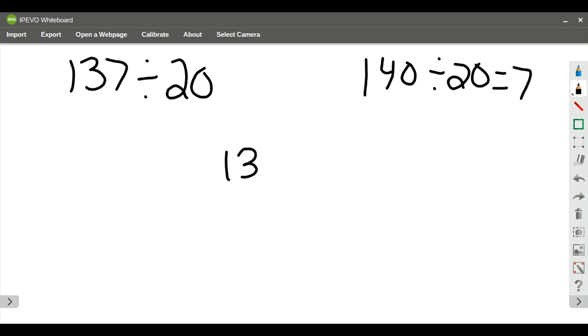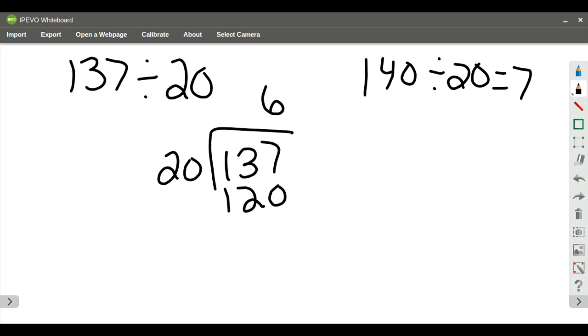I then put 137 inside the box, and I'm going to divide by 20. Now, here I'm going to look. Can 20 go into 13? The answer is no. 20 is larger than 13, so it can't go into. So I need to look at how many times 20 can go into 137. It's going to go in there, let's see, 6 times. Because when I do 2 times 6, I get 12.